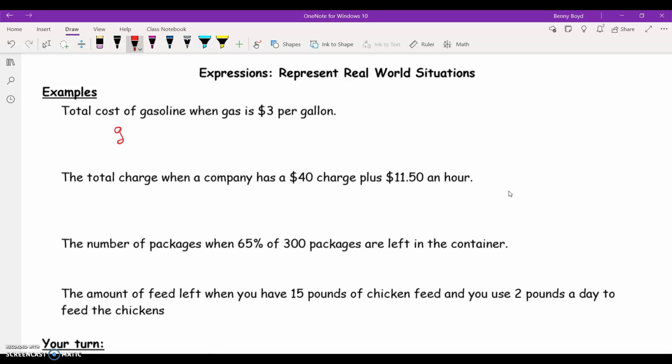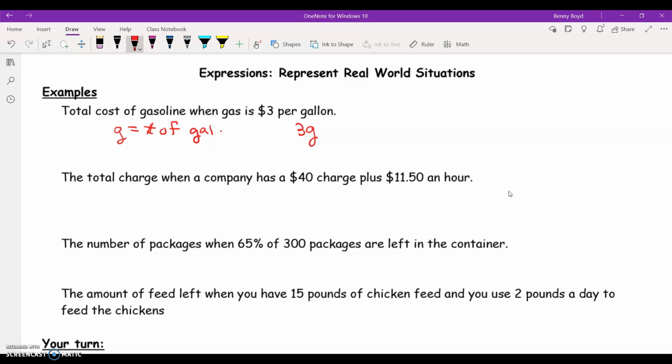So I'm going to let G represent the number of gallons. So this problem, if I write the expression, would be 3G. $3 times the number of gallons would represent the cost of gasoline when gas is $3 a gallon.